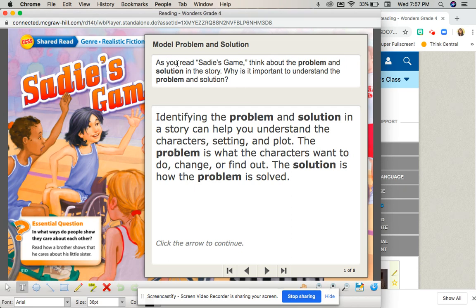So it says, as you read Sadie's Game, think about the problem and solution in the story. Why is it important to understand the problem and solution? Identifying the problem and solution in a story can help you understand the characters, setting, and plot. The problem is what the characters want to do, change, or find out. The solution is how the problem is solved. So we're going to think about those words problem and solution and what they mean.